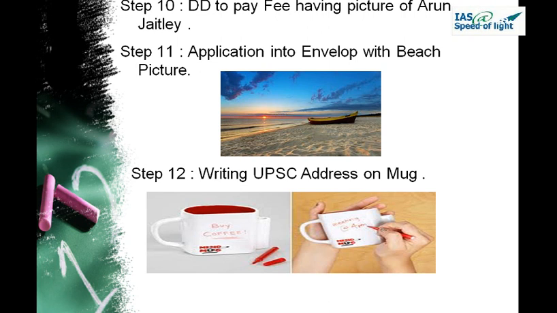So this UPSC address, we are linking it with a mug. If you remember, mug is 36. 3 is M and G is 6. So 36, and 36 in Hindi we call Chhattis. That is how it becomes Chhattisgarh. So writing the address on a mug. See how this person is writing on the mug.